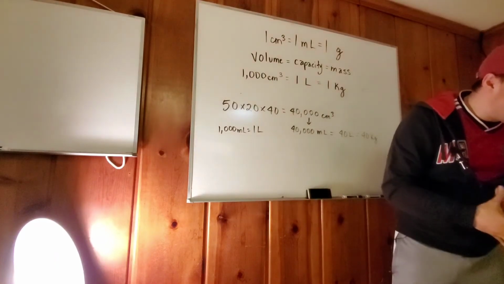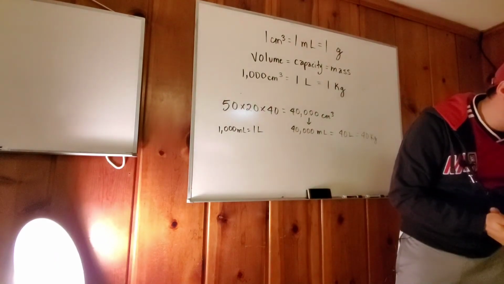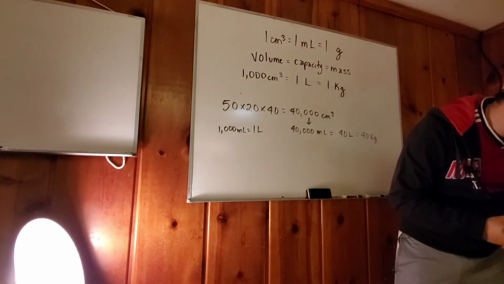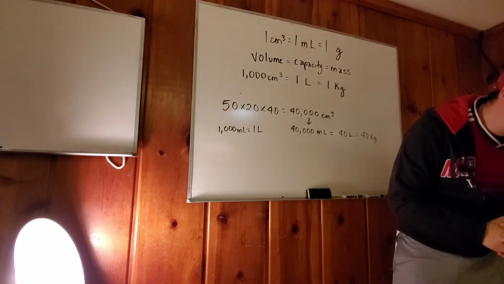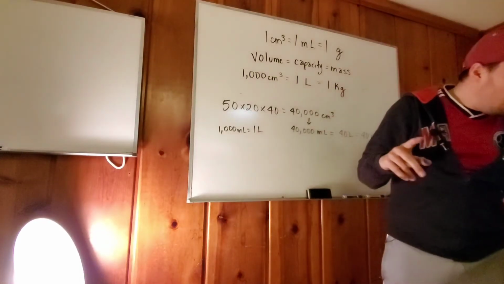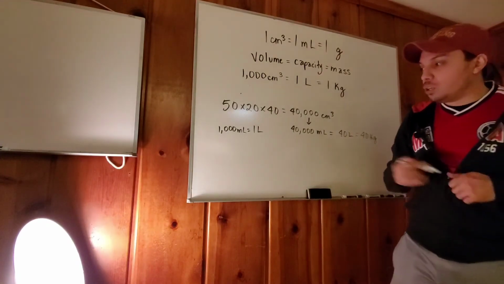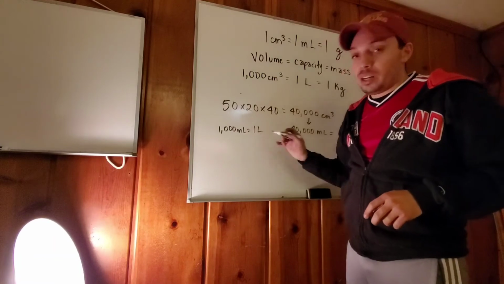In example 2, it says, Malia wants to find the volume of a vase. She fills a 1 liter beaker with water and then uses all but 280 milliliters to fill the vase. What is the volume of the vase? So the beaker is 1 liter, and she used everything but 280 milliliters. Well, you have to know that there's 1,000 milliliters in 1 liter.